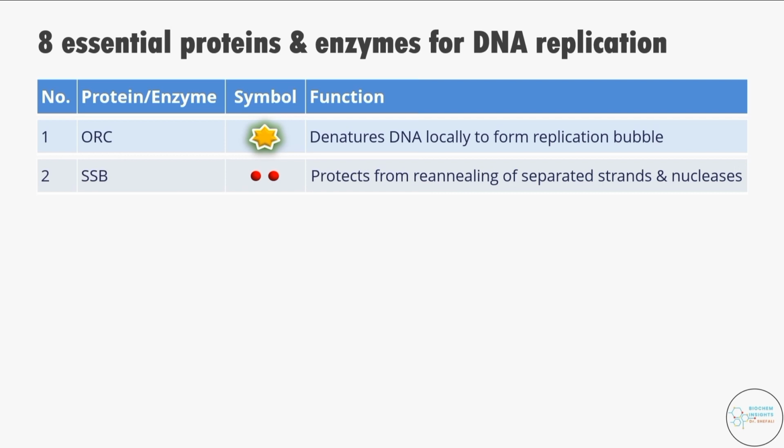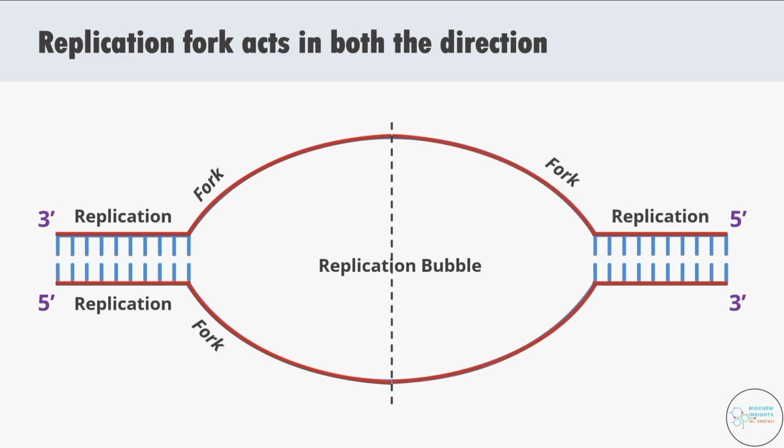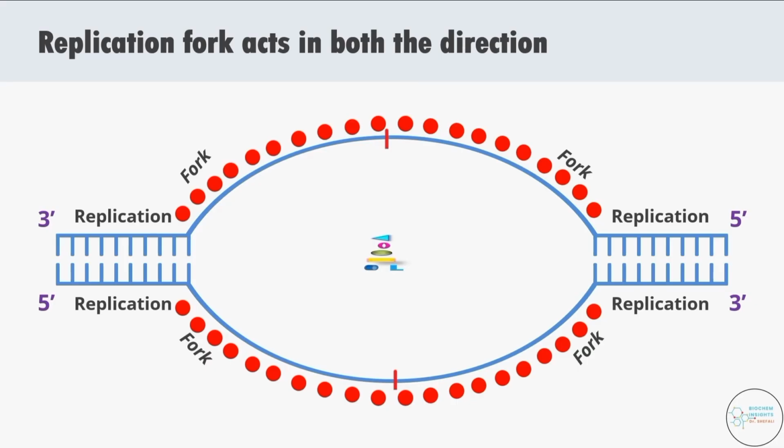In each replication bubble, there are two Y-shaped structures called replication forks, in which the tines of the fork represent the separated strands. It is due to the replication fork that the replication bubble grows in both directions. Let's understand it this way. Once the replication bubble is formed, all the enzymes start acting from the center of the bubble. From the center, one set of enzymes acts in one direction and another set of enzymes acts in the other direction. And that is why we say that replication is a bidirectional process.